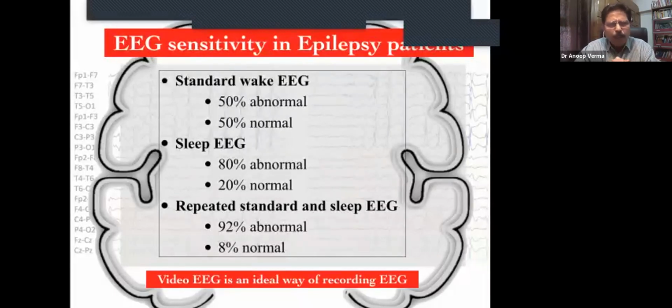We know about EEG sensitivity in epilepsy. It is very important that a standard wake EEG has chances of picking up 50% of abnormalities and 50% normal tracing. That would mean the abnormality is there, but EEG is not able to pick it up in 50%. Sleep EEG, yes, there are chances of picking up more, that is 80% abnormalities and 20% normal. Repeat EEG, the standard, and especially the sleep EEG, has a higher pickup rate to the tune of 92%, and 8% normal changes can be seen.